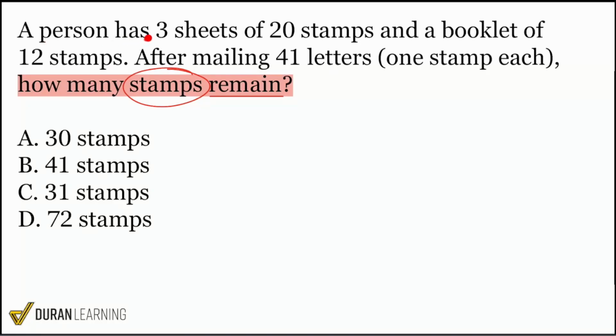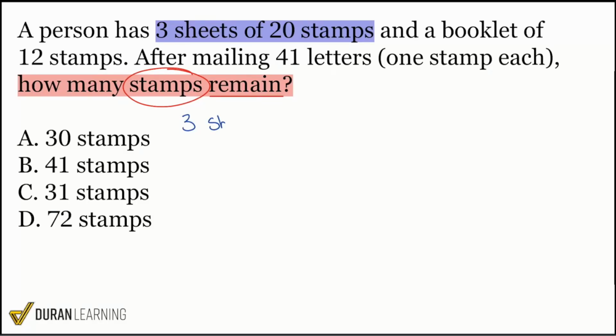A person has 3 sheets of 20 stamps. My party people, when the word of is by itself, not out of, when we just have the word of, what operation does that kind of sound like? Yeah, that's multiplication. Again, the word of by itself is multiplication. Out of, as a phrase, that is division. So in this first little particular piece here, 3 sheets of 20 stamps, you can multiply to figure out how many stamps that is. So let's write that over here.